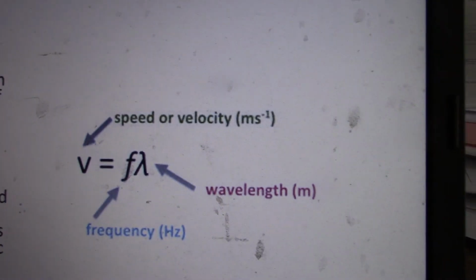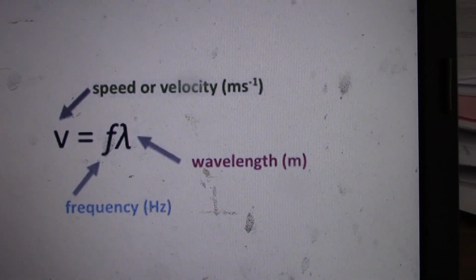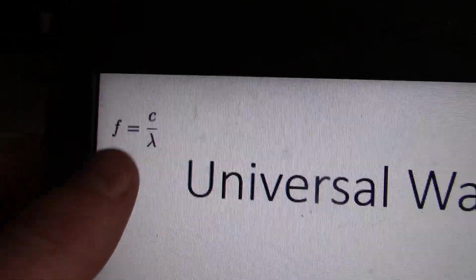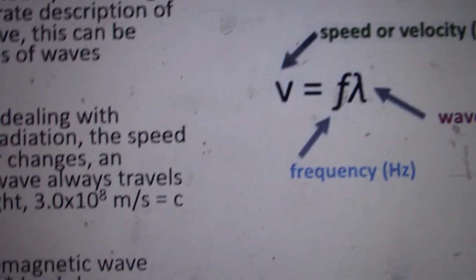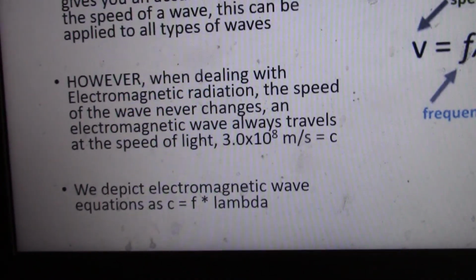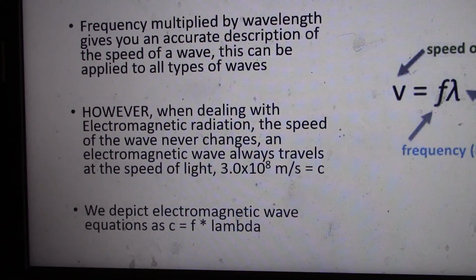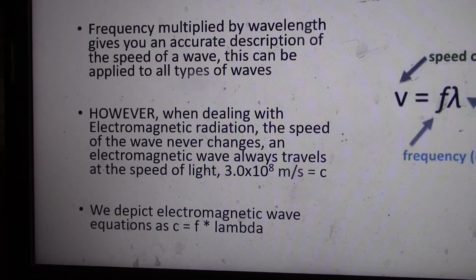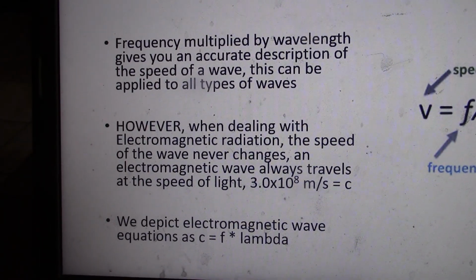So this is your universal wave equation: the speed or velocity of a wave. I'm not going to discuss just general waves. We're going to discuss light waves for the most part, and we use c for that because the speed of light is 3.0 times 10 to the 8th meters per second. So c equals f lambda. With all electromagnetic waves, they all travel the same speed. What differs is how frequently they repeat and how long their wavelength is.